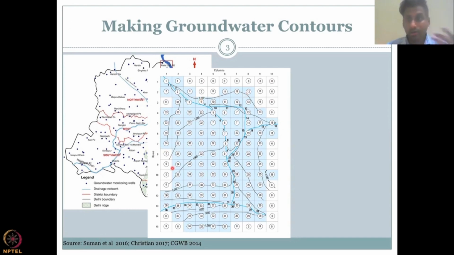The next values I have, let's say I have 1080. So 1080 more or less, I have 1079 or 1081 or something. But you have to find the wells with similar groundwater levels and then connect them. So this line you see here is made of connecting all the wells of the same groundwater level, which is 1080.